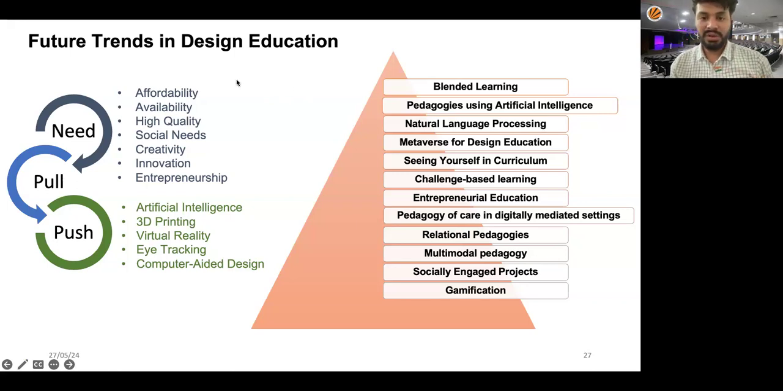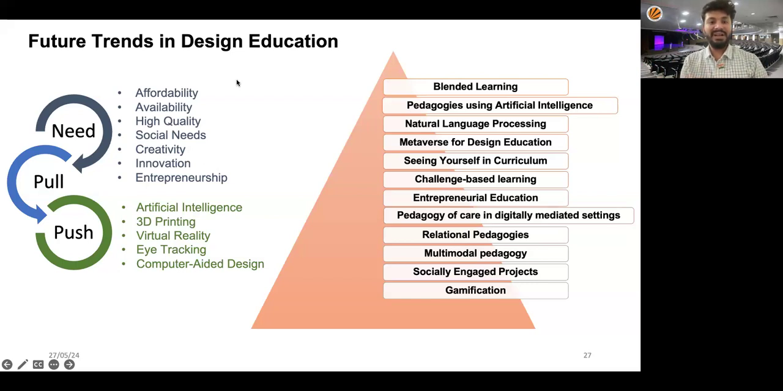So another trend is here, blended learning. Blended learning is a very important pedagogy which is required in design education. Pedagogy using artificial intelligence, as I mentioned to you. Natural language processing is here. Metaverse for design education is here. What is the metaverse? You want to see a virtual environment. So virtual reality is here, augmented reality is here, mixed reality is here, extended reality is here. This is a future trend in design education.